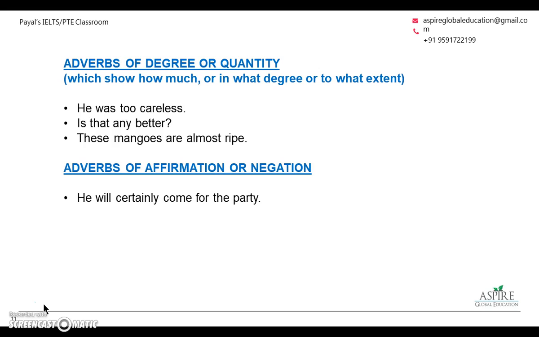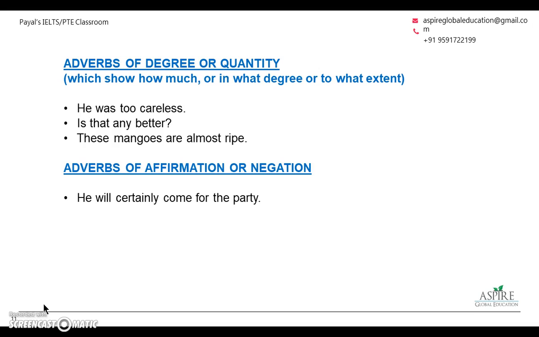Adverbs of degree or quantity, which show how much or in what degree or to what extent. He's too careless. To what extent is he careless? Too careless. Is that any better? So here my adverb is any. These mangoes are almost ripe. To what extent are they ripe? Almost ripe. So in these sentences, my adverbs of degree or quantity are too, any, and almost, because they are defining how much or to what extent or degree my action is acting.